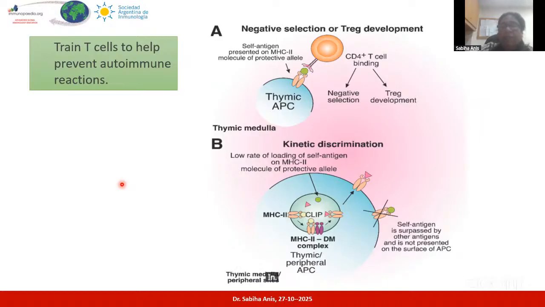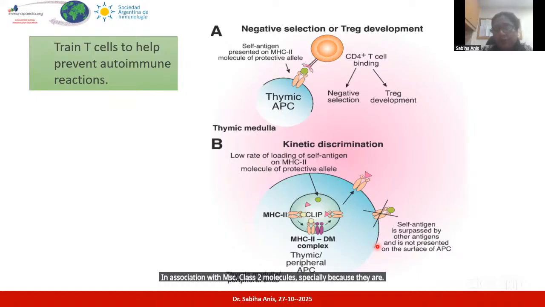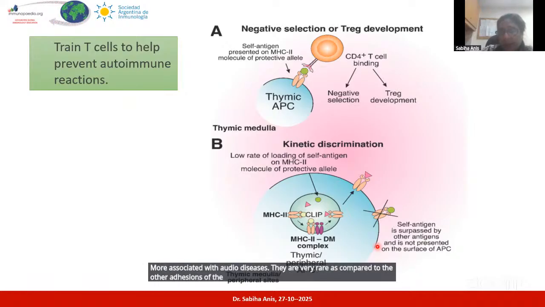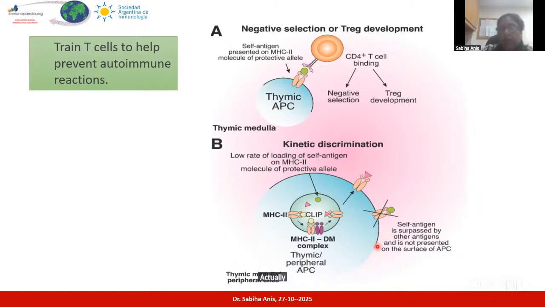In the periphery, if you look at this diagram, the cells that express these MHC self-antigens in association with MHC class 2 molecules, especially because they are more associated with autoimmune diseases, are very rare as compared to the other, foreign antigens. So these are the ways in which these HLA molecules train T cells to prevent autoimmunity in us.